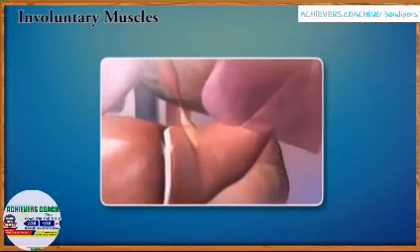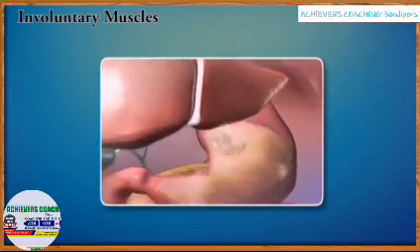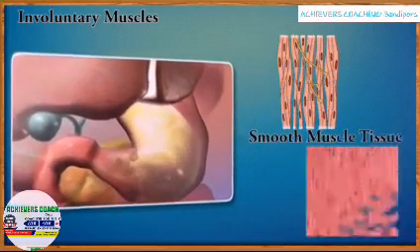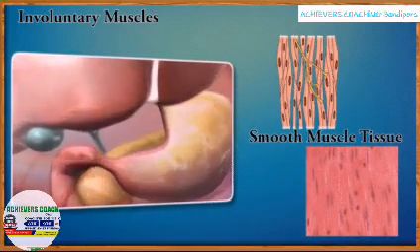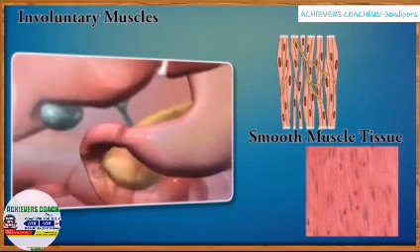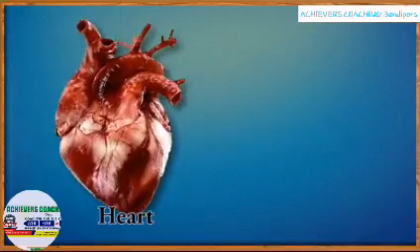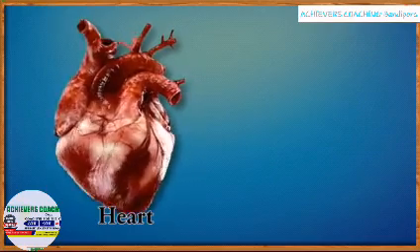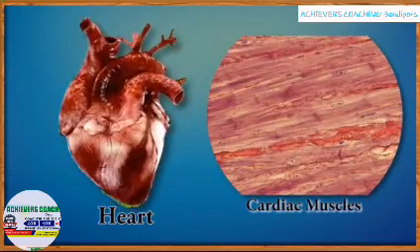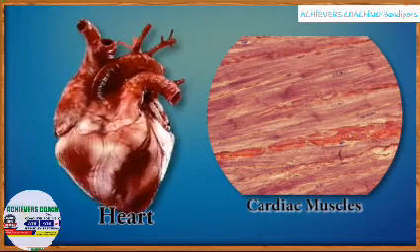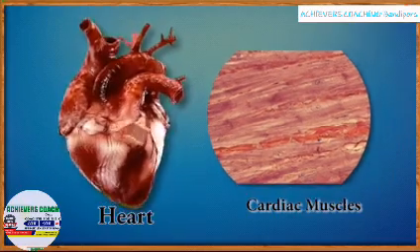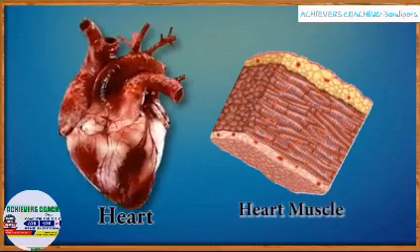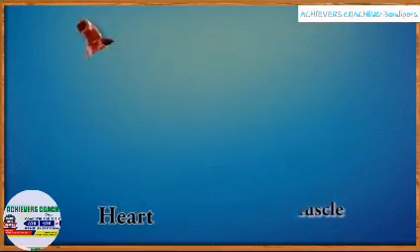The movement of food in the alimentary canal or the contraction and relaxation of blood vessels are involuntary movements. They are controlled by involuntary muscles. The muscles of the heart show rhythmic contraction and relaxation throughout life. These involuntary muscles are called cardiac muscles. Heart muscle cells are cylindrical, branched and uninucleate.